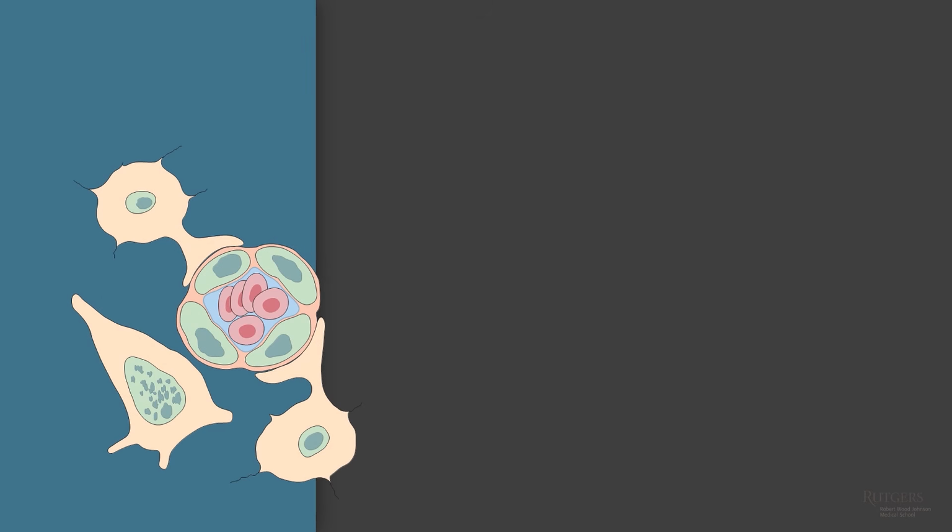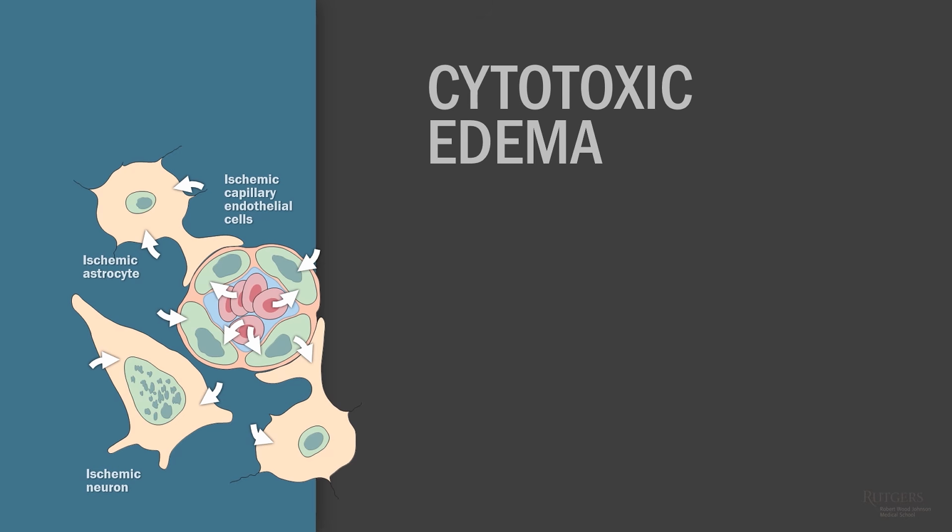What happens when the neurovascular unit is deprived of blood flow? Astrocytes, capillary endothelial cells, and neurons become ischemic. They can't maintain the sodium-potassium gradient and take on fluid. Despite that, the blood-brain barrier remains essentially intact early on. This is called cytotoxic or cell body edema because it's toxic to the cells.